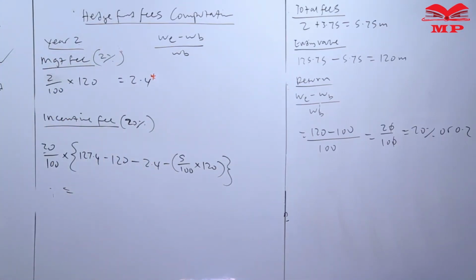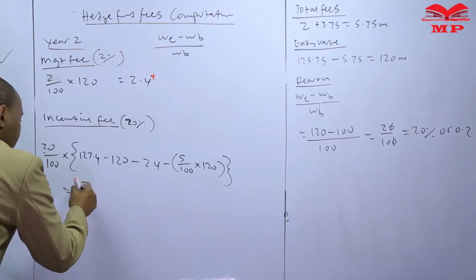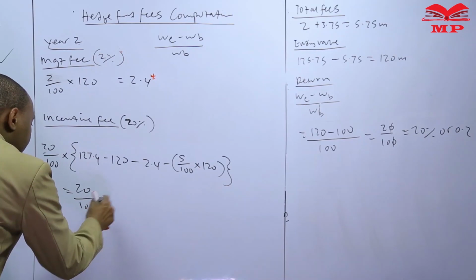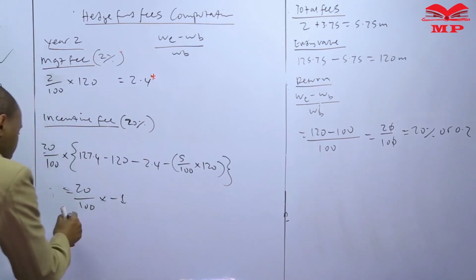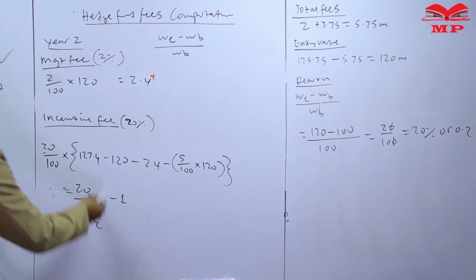So it's 127.4 minus 120 minus 2.4 minus, open the brackets, 0.05 times 120. We're getting minus 1. So we're saying we have 20 over 100 times minus 1. So we are saying it's minus 0.2. Looks like that, yes.